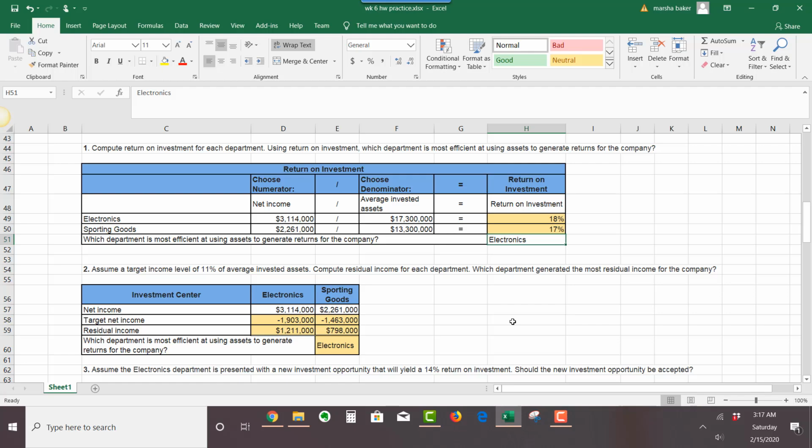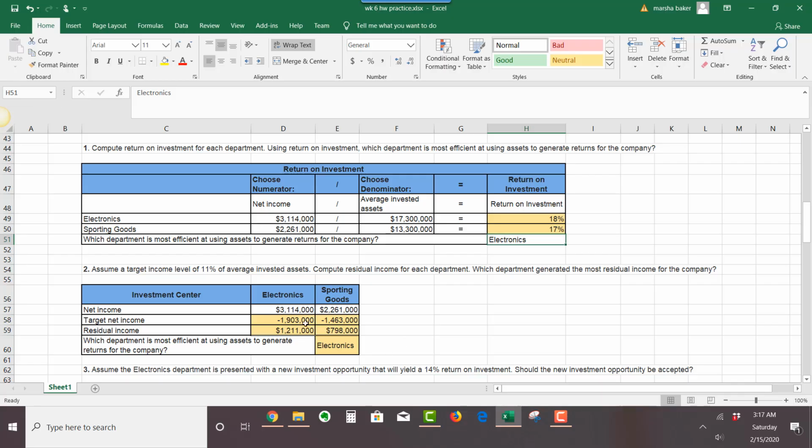Okay, so let's read this. Assume the target income level is 11% of invested assets. Compute the residual income for each department. So that's basically saying that the company's internal rate of return is 11%. So all projects need to make more than 11%, or they should not have broken open the piggy bank and they should have just left the money for another project that was going to make more than 11%.